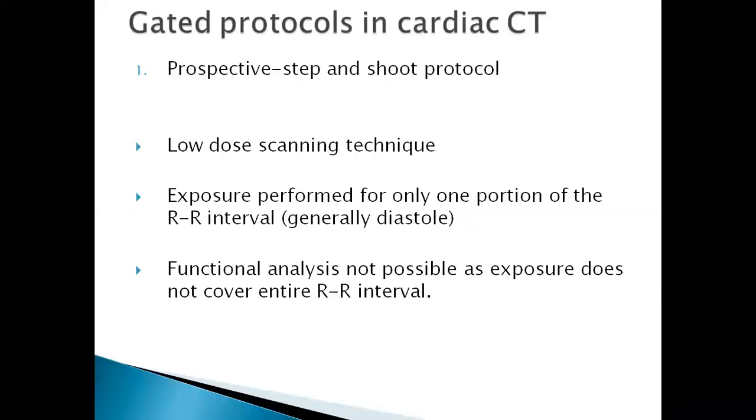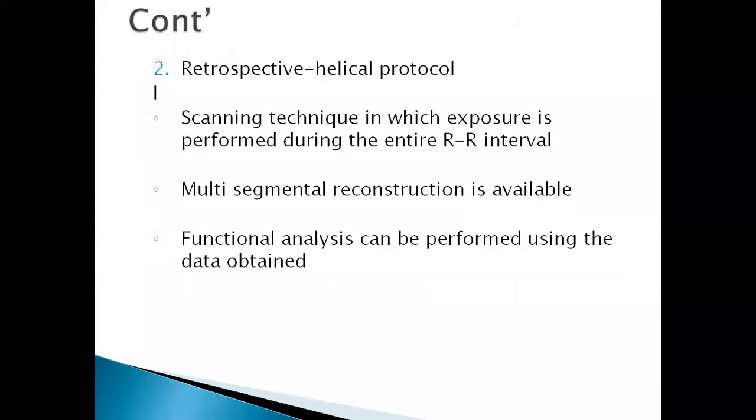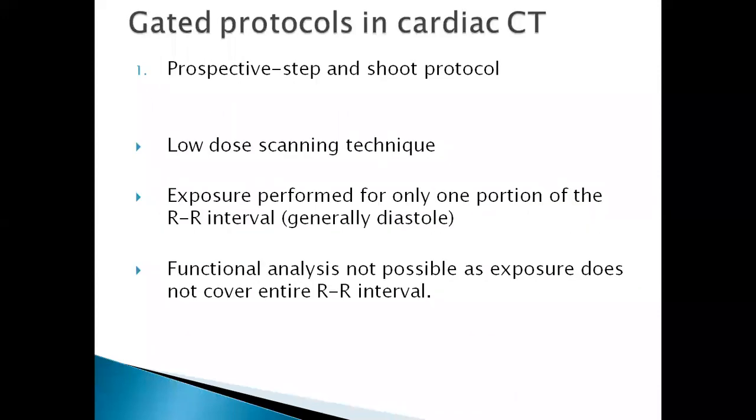So we may now get right to how we do the actual procedure. Before we go right to the procedure, I want to mention 2 important things. We have 2 types of protocols when you are scanning for CCTA, which are prospective as well as retrospective. Prospective is also known as step and shoot, and the main difference is it will only scan for one portion of the RR interval. It will not scan continuously.